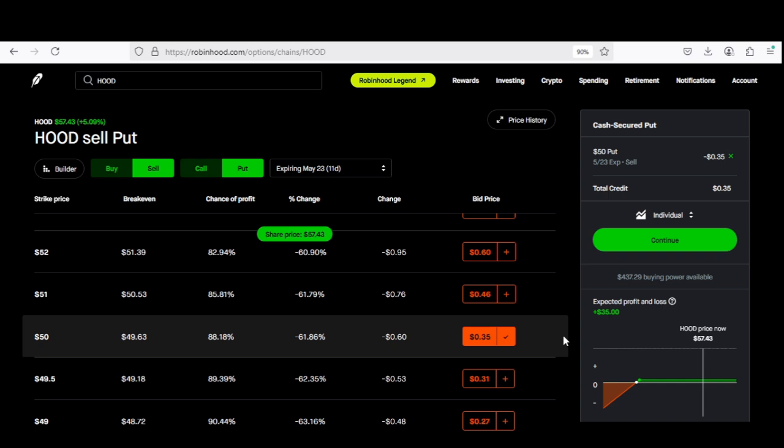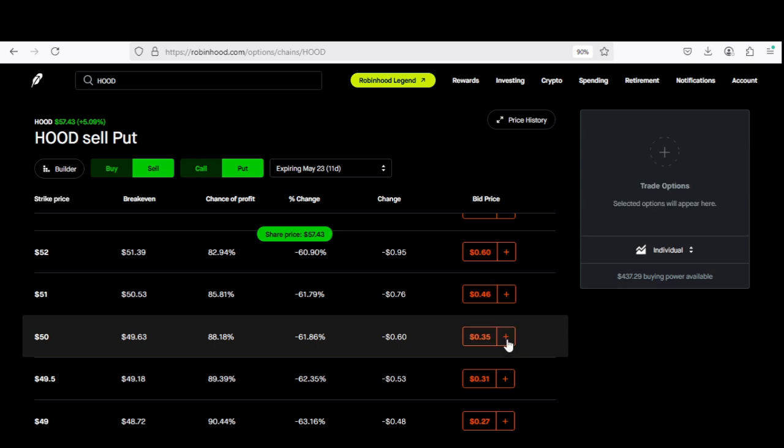Now, I'm going to go ahead and show you what I am going to do. I would not do this option because it only pays $35. I'm not going to risk $5,000 that I have to leave for collateral. The collateral is going to be whatever strike price you choose multiplied by 100 shares. So I don't want to leave $5,000 in order for me to make $35. That's going to give me a 0.07% return. So the risk is not worth the reward.